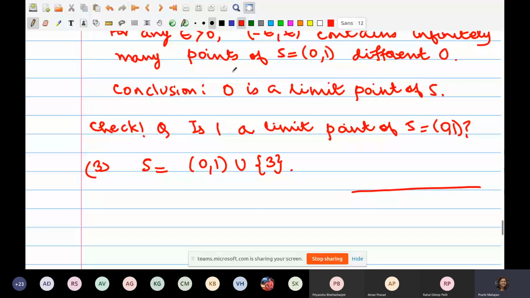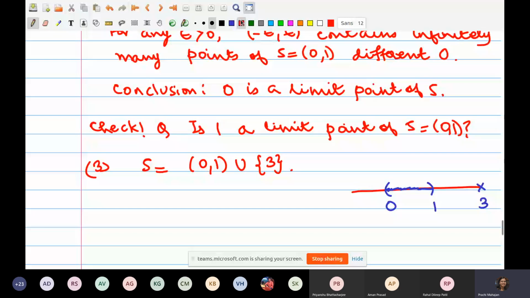So my set is this: 0 is here, 1 is here, and let's say 3 is somewhere here. Yeah, so this is my set. Exactly as in the above example, one should be able to say that every point of the open interval (0, 1) is a limit point of the set S.